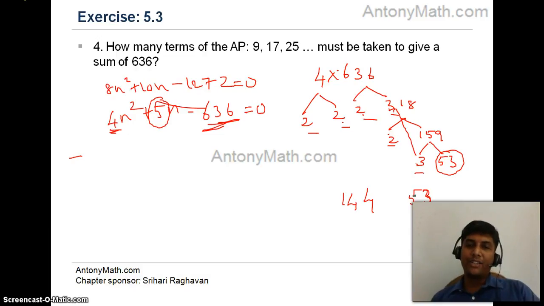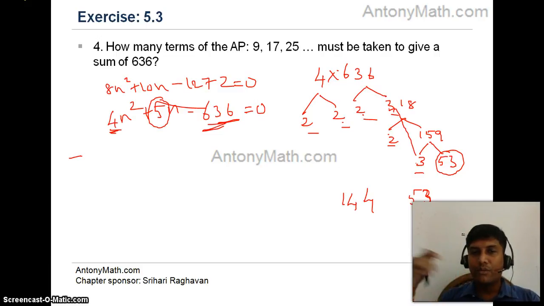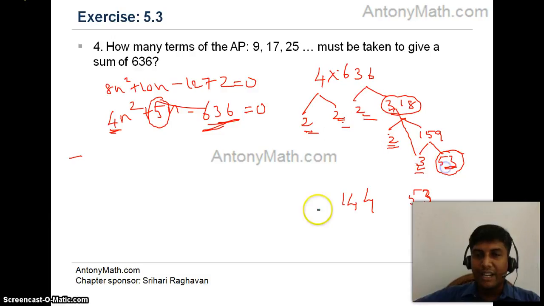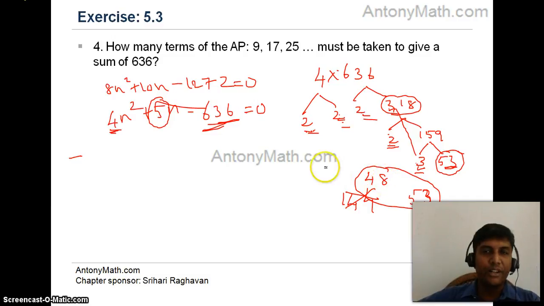So how do I make this smaller? Shall I just cross check this? Oops, I'm sorry. This was 318, which I mistook as 3. So it is just 2 into 2 into 2 into 2 into 3 into 53. I multiply these terms. 2 2s are 4, 4 2s are 8, 8 2s are 16, 16 3s are 48. Wonderful. I have two numbers whose difference is 5 and their product is the same as 4 into 636.